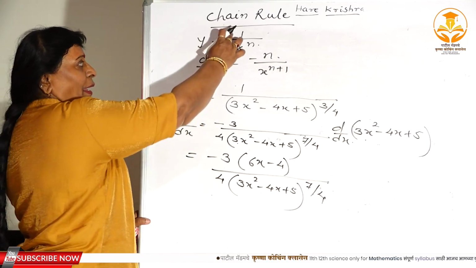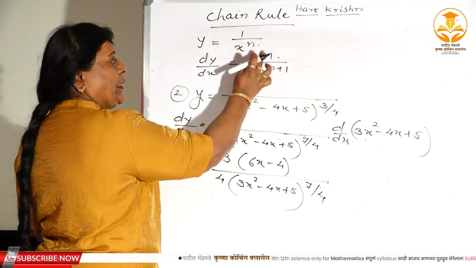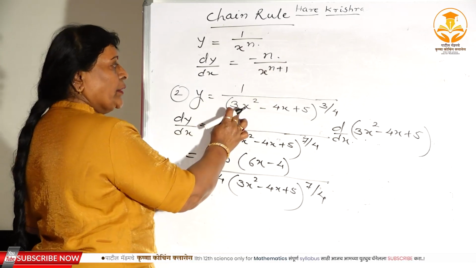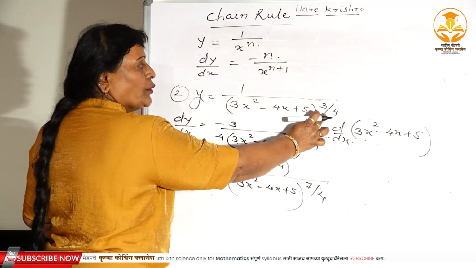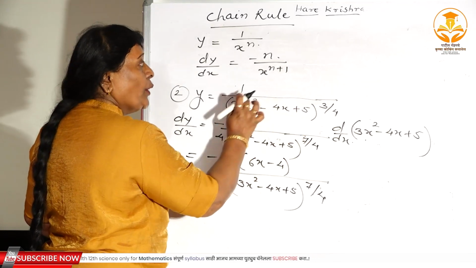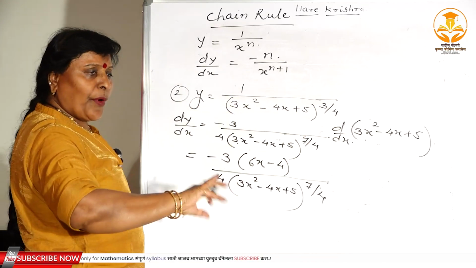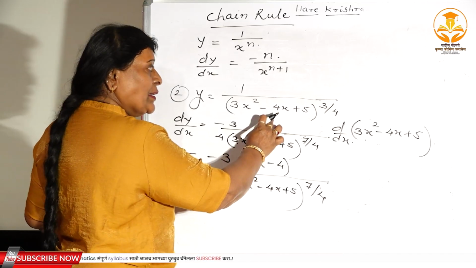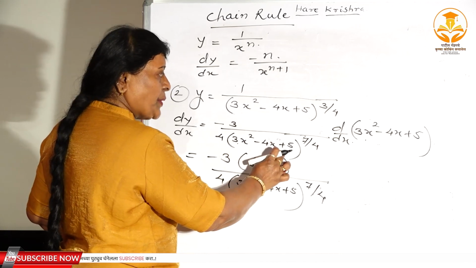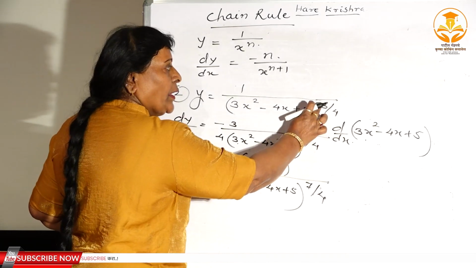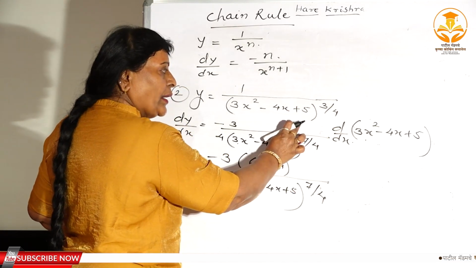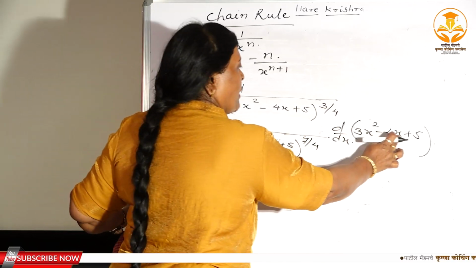Here again 1/x to the power n. What is the derivative? Minus n divided by x to the power n plus 1. What is the function I have taken here? 1/3x square minus 4x plus 5 whole to the power 3 by 4. This whole function 3x square minus 4x plus 5 you have to consider as a u. The derivative of 1/u to the power 3 by 4 is minus n, means minus 3 by 4, u to the power, means 3x square minus 4x plus 5 whole to the power n plus 1, means 3 by 4 plus 1, means 3 plus 4, 7 by 4. We put u and took the derivative once. Now what is u? 3x square minus 4x plus 5.